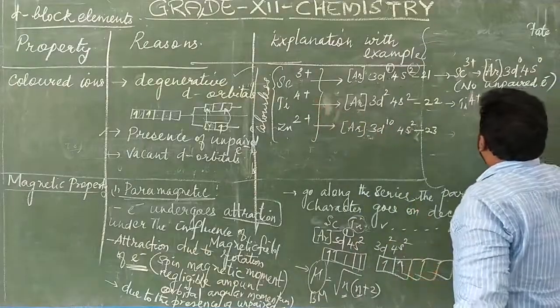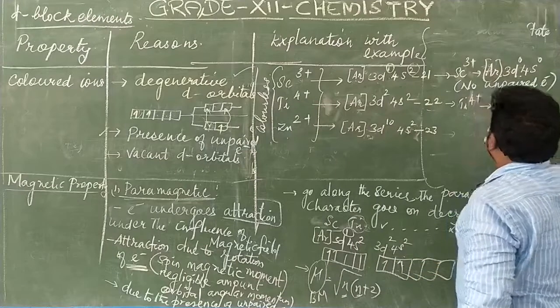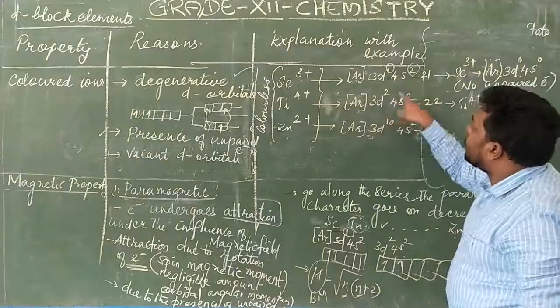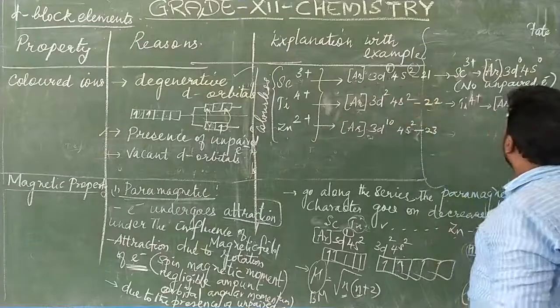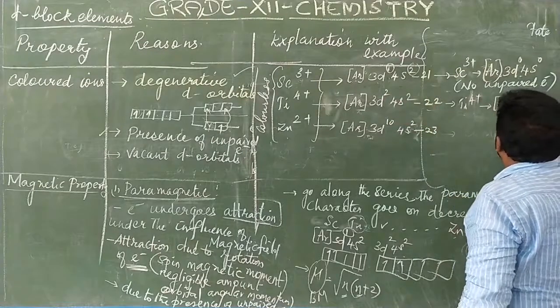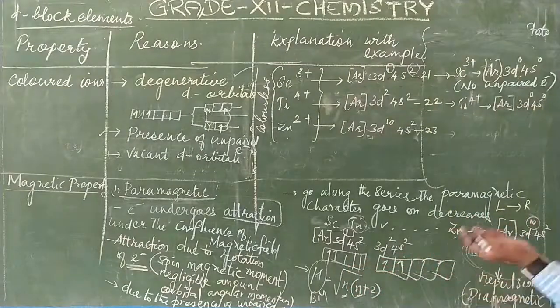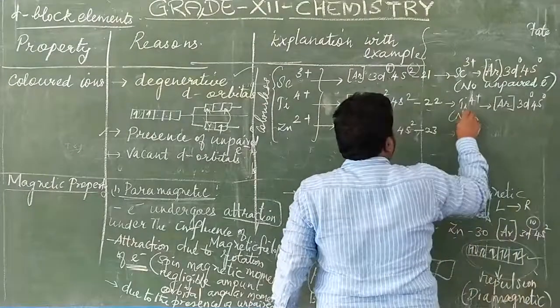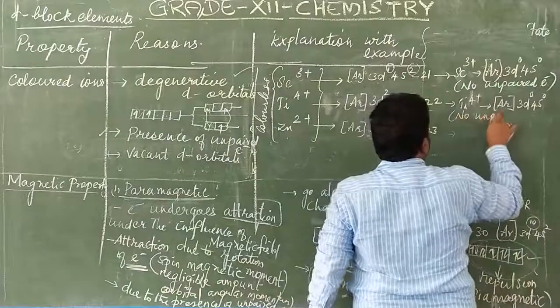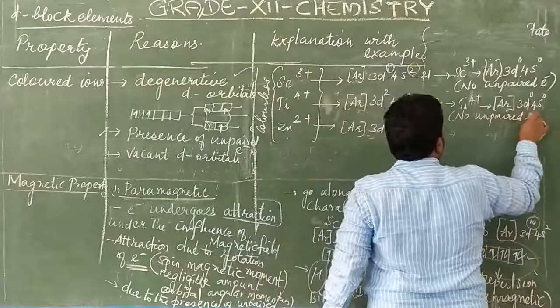Now what happens? Again the configuration: 4 plus means here 2, here 2. Both these 2's have to be removed. So automatically it becomes 3d0 and 4s0. Again there are no unpaired electrons.